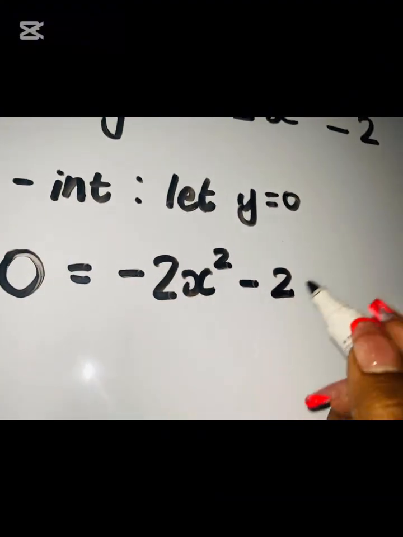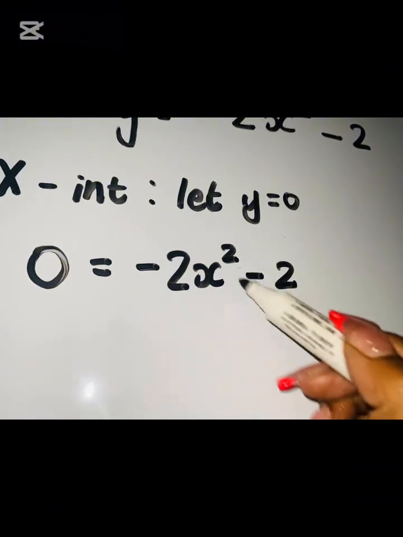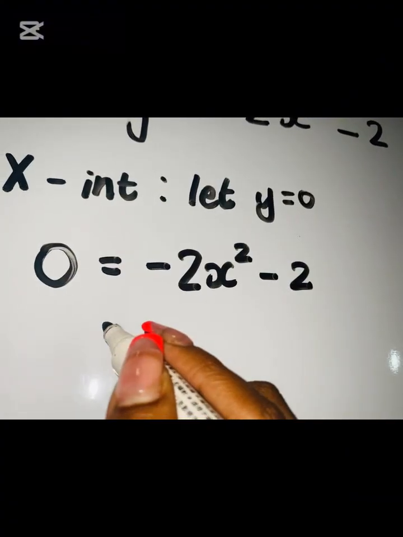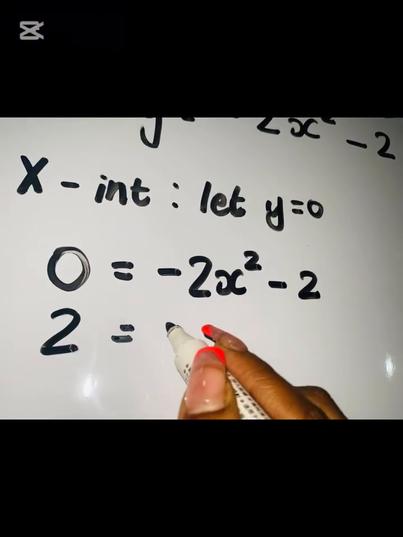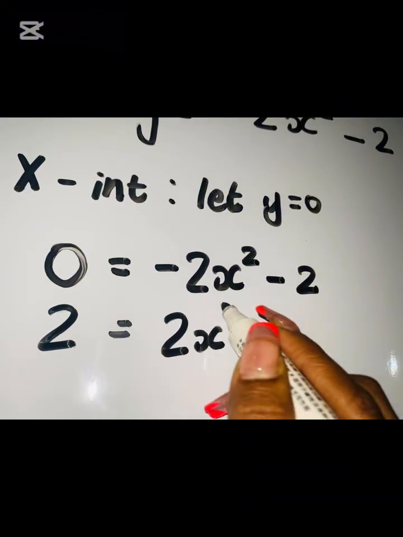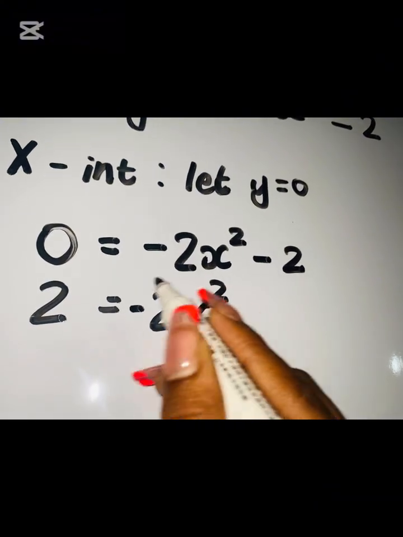So now I'm going to transpose. I'm not going to factorize. If you want to factorize, that's also fine. I'm going to transpose the negative 2 to the other side, which is going to become positive 2. Then on the side, I have 2 equals negative 2x squared. Right, I need to get rid of this negative 2.